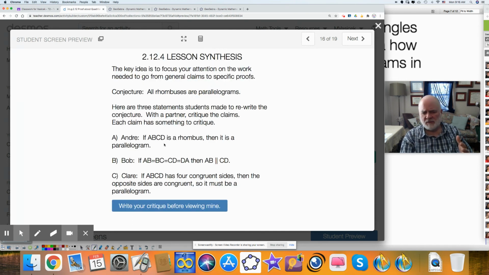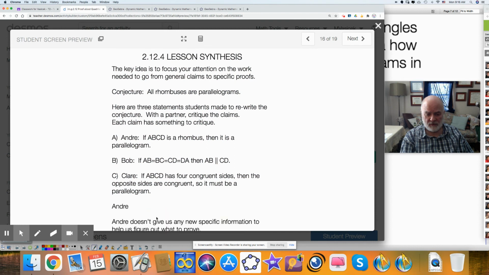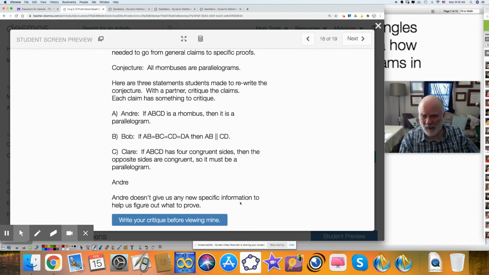Andre says if ABCD is a rhombus, then it's a parallelogram. That's the statement we'd be trying to prove. But what's wrong with this critique is he doesn't give enough specific information to make a proof. So it needs to be more specific. Bob does a better job, but still not perfect. He says if AB is equal to BC is equal to CD is equal to DA, then AB is parallel to CD. What's wrong with this?